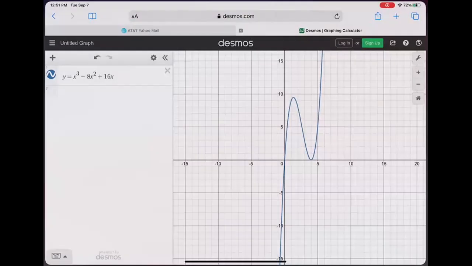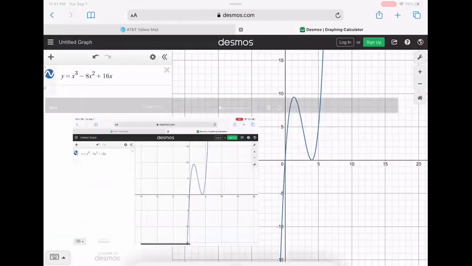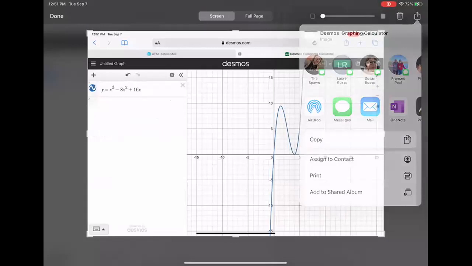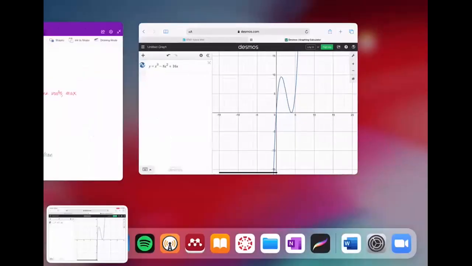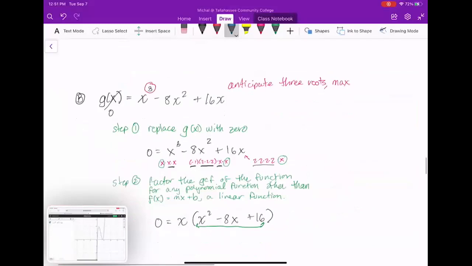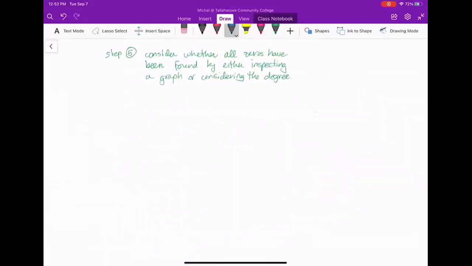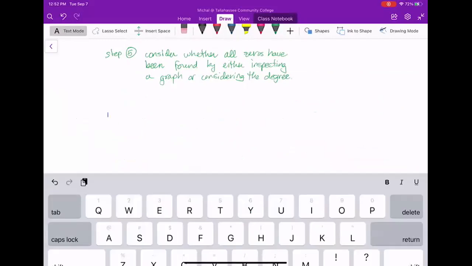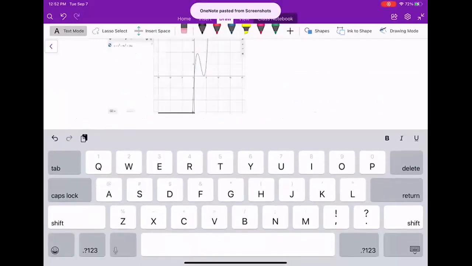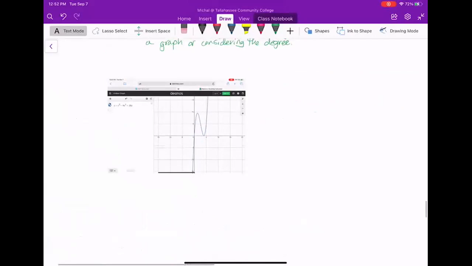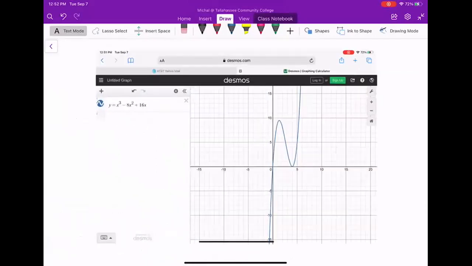I'm going to take a screen cap. There we go. I'm going to copy this and insert it into our notes. And we get here this lovely little graph. And we can see that, in fact, this graph just crosses the x-axis in two places. You can tell there's a double root when the graph exactly touches and then rebounds off of the x-axis.